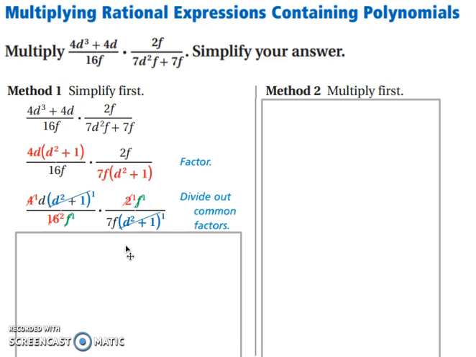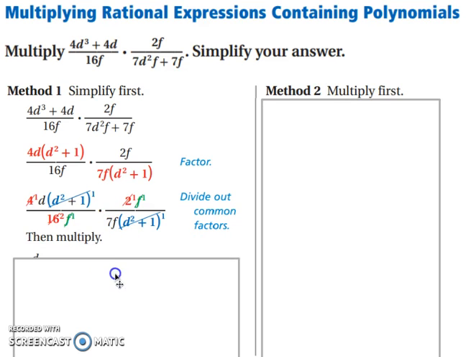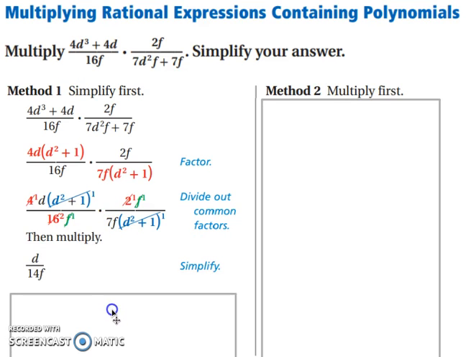So now that everything is all nice and reduced, we can then multiply what we have left. If we multiply what we have left, we only have a d as our numerator, and all we've got is our 7f and a 2, so d over 14f.